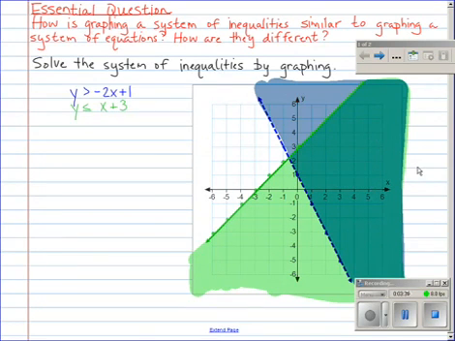So that's how you would graph a system of inequalities. We will talk about solutions tomorrow, but for tonight I want you to make sure that you understand how to graph an inequality, pay attention to whether it should be a dotted line or solid line, and pay attention to what side you should be shading.